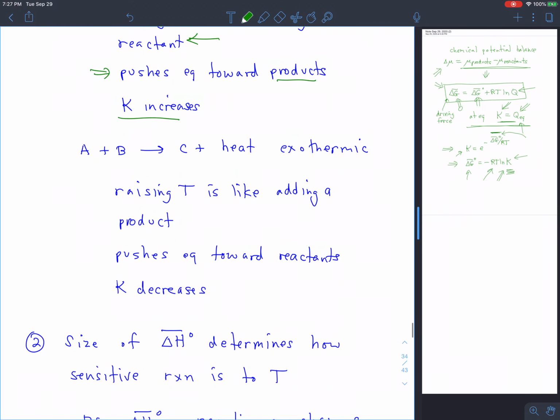On the other hand, if it's an exothermic reaction, everything reverses. So in that case, heat is effectively a product. Raising temperature is like adding a product. That pushes the reaction back towards the reactants, and that's the equivalent to saying that the equilibrium constant for the reaction decreases. All right.